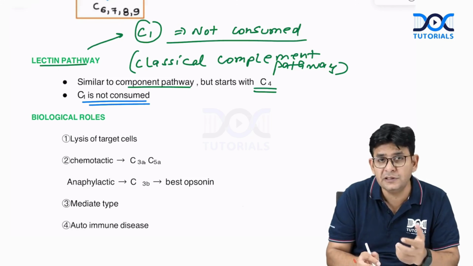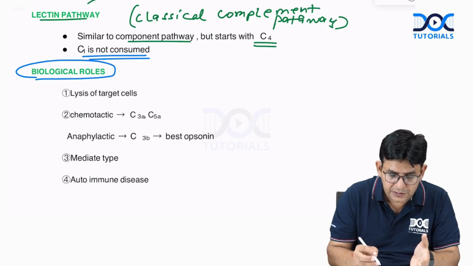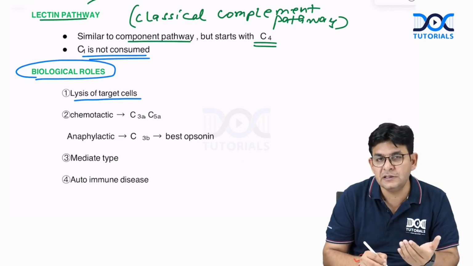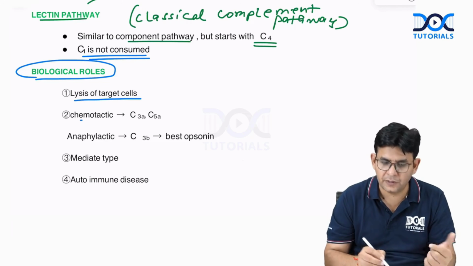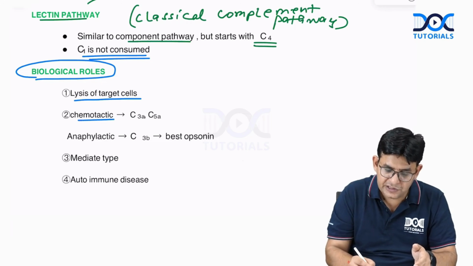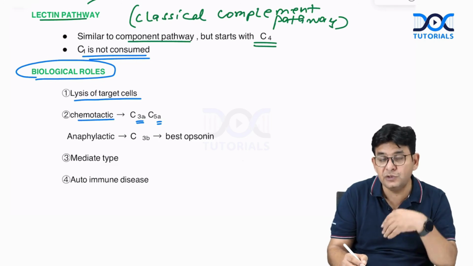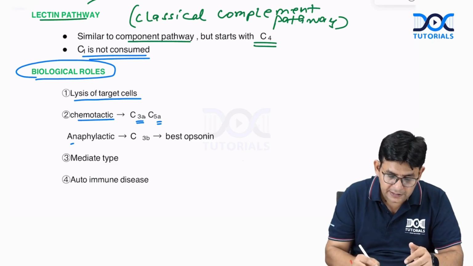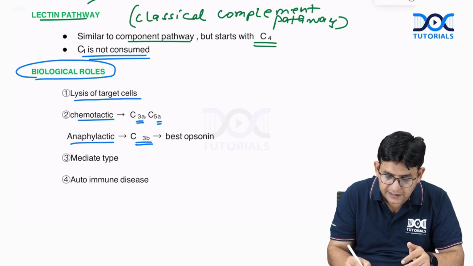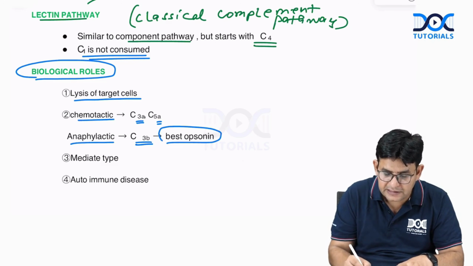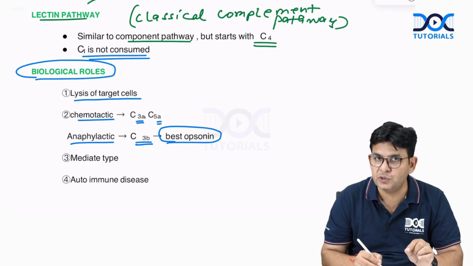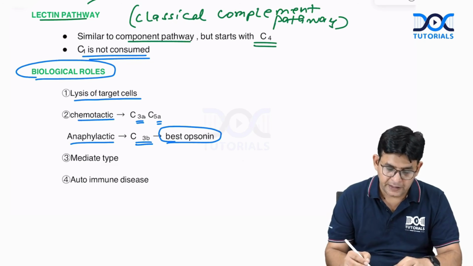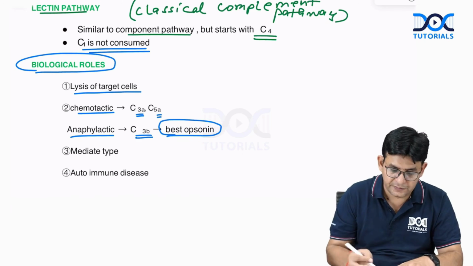Now, certain roles of these complements, biological roles. First, it does what? Lysis of the target cell with the help of this MAC and all. Okay, chemotactic action is there by C3a, C5a. Those which are going out of the cascade, they have some action. What? Chemotactic. Anaphylactic: C3b is anaphylactic and is also termed the best opsonin. Okay, it's an opsonizer and plays an anaphylactic action also.